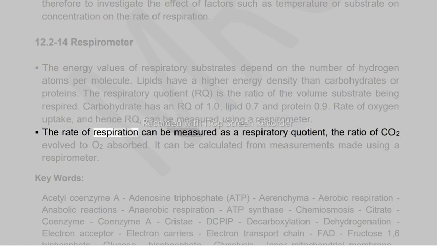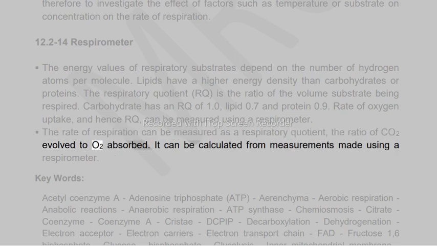The rate of respiration can be measured as a respiratory quotient, the ratio of CO2 evolved to O2 absorbed. It can be calculated from measurements made using a respirometer.